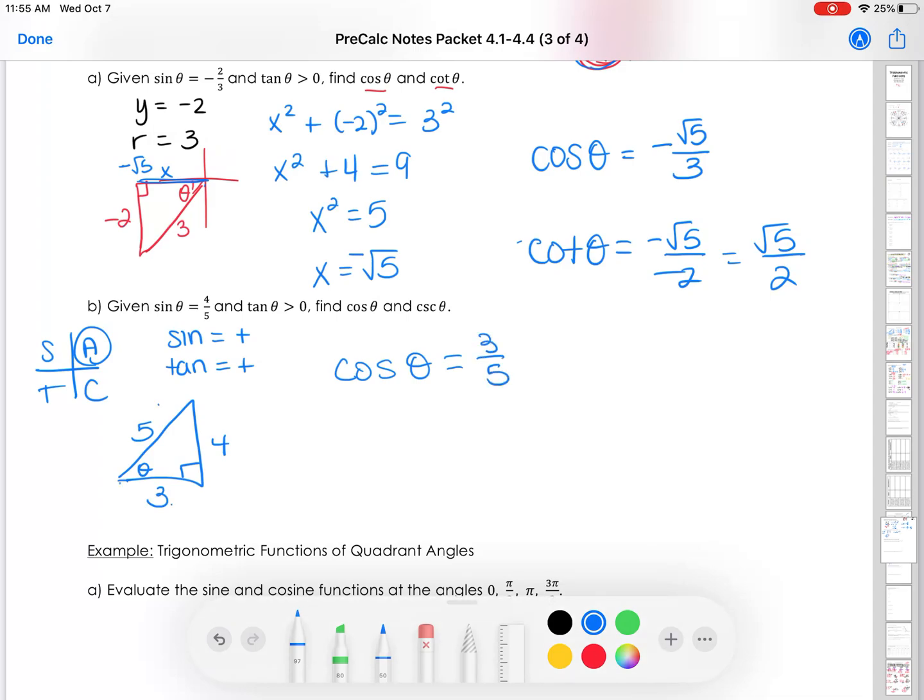So that would be 3/5. And then the cosecant that they're asking for would be taking sine and flipping it. So that would be 5/4. In reality, they could have asked me for any of the trig functions, and I could have come up with the answer.